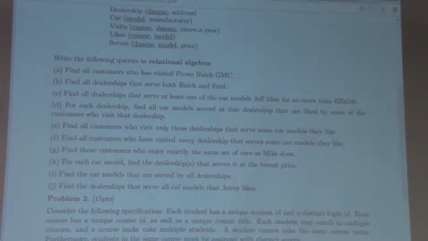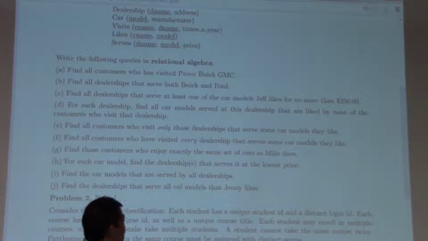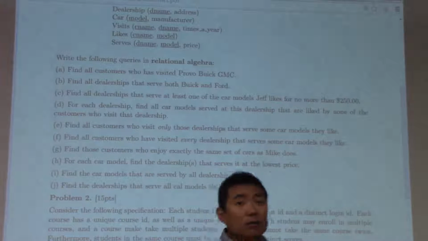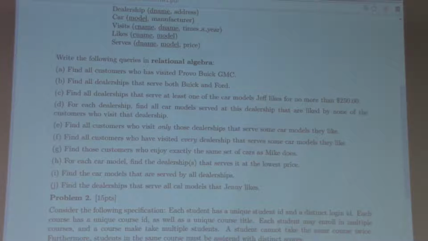This F is very similar to E. It says find all customers who have visited every dealership that sells some car model they like. And this is a very practical query. If you are on the market shopping for a new car, you probably will do something like this. You visit all the dealerships nearby that sell some car model you like. You compare, you test drive, and then you make your final decision. So if you do some kind of marketing research, you might want to find all those customers who have done just that.